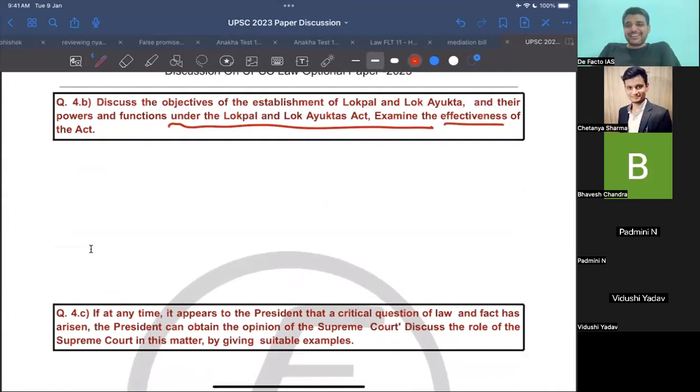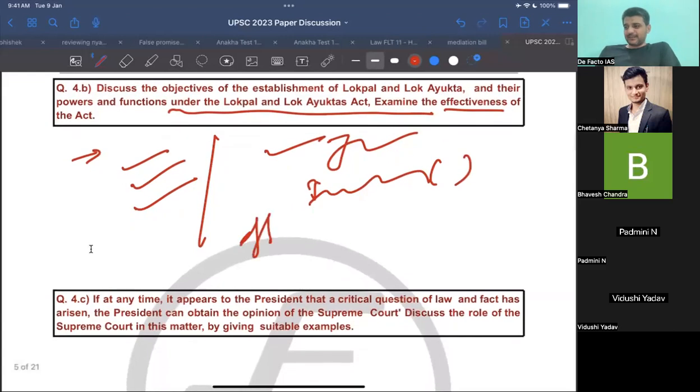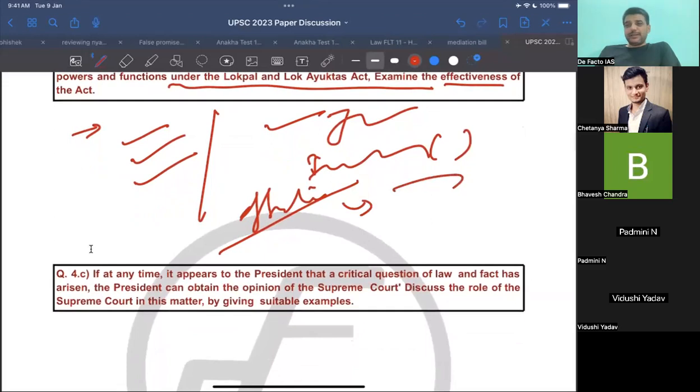Same thing. Right? So what you have to start with, you have to talk about the objective of Lokpal: to combat corruption, public accountability, providing for transparency. Then power and function, you write what the jurisdiction is, investigation, along with the article in brackets. Okay. Then effectiveness. In effectiveness, you can write that it has limited power, like with regard to taking cognizance of the Prime Minister's corruption; action against Prime Ministers is a very, very tough thing to do.